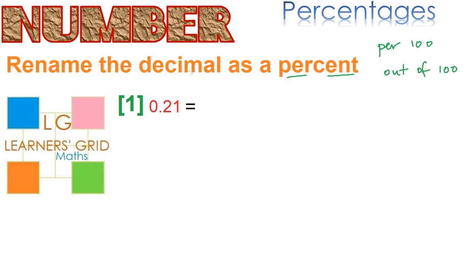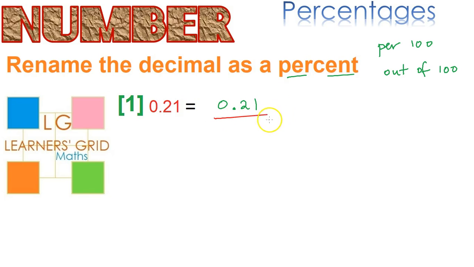And this method is we're going to convert these decimals into a fraction. And then from the fraction, it should be super easy to convert from there into a percent. So let's have a go at that. So 0.21, right? Now, we are going to convert that to a fraction.